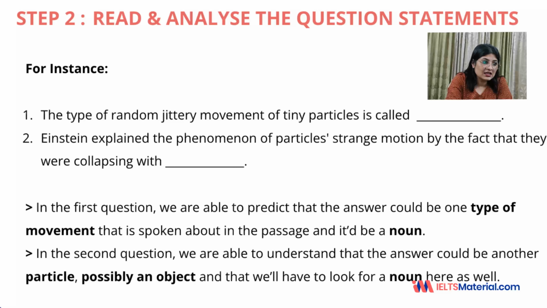For instance, question number 1. The type of random jittery movement of tiny particles is called. So when you're looking into this question, you know that you are basically looking out for a type of movement which is always a noun. So you should check the passage keeping in mind this particular aspect. Similarly, when you're looking into question number 2, you know that you are possibly looking out for an object that will fill in the gap.